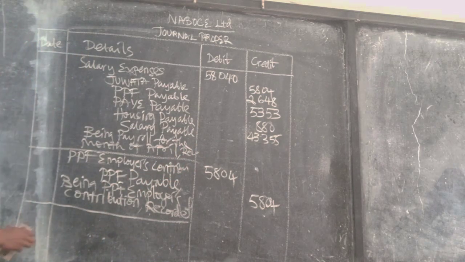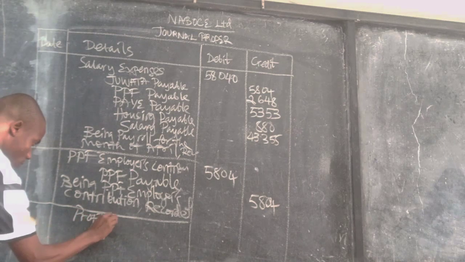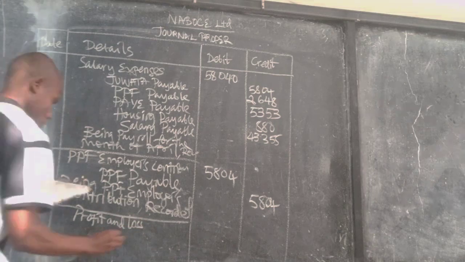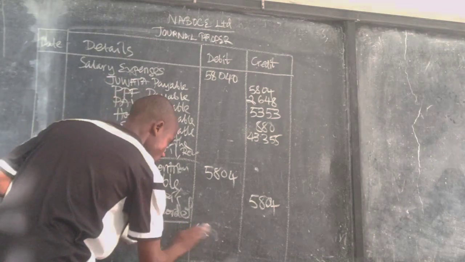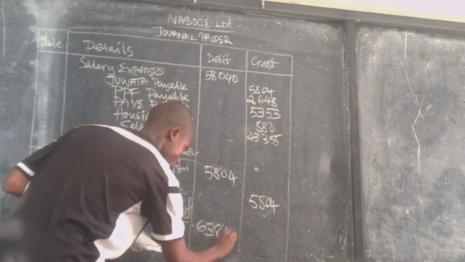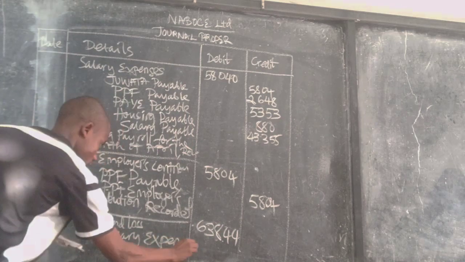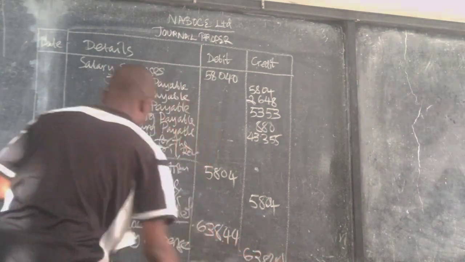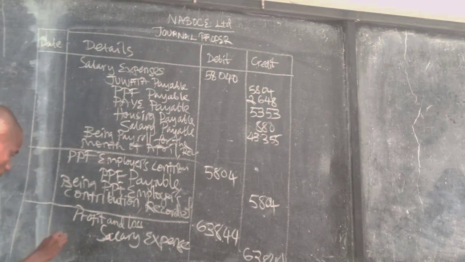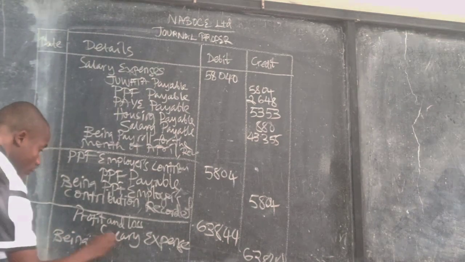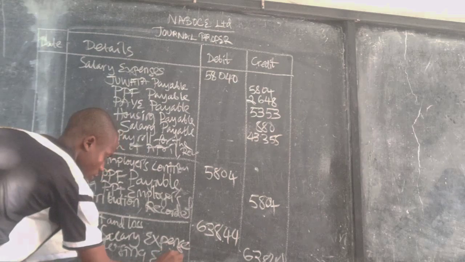After that, you record the last entry referring to the profit and loss account, debit profit and loss account. You must add 58,040 plus 5,804. You'll get 63,844. And that's the end of our lesson. You will say narration being closing entries.